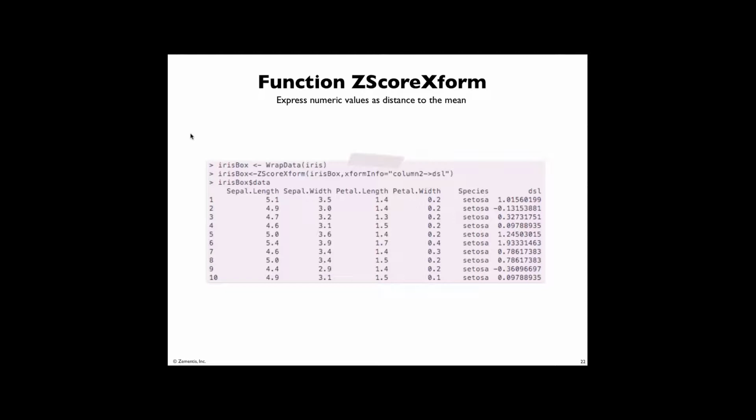So Z-score transform basically means, given a data, we find the mean of the data range, and for each particular value of the data, we want to express it as its distance from the mean in units of the standard deviation of the data distribution.